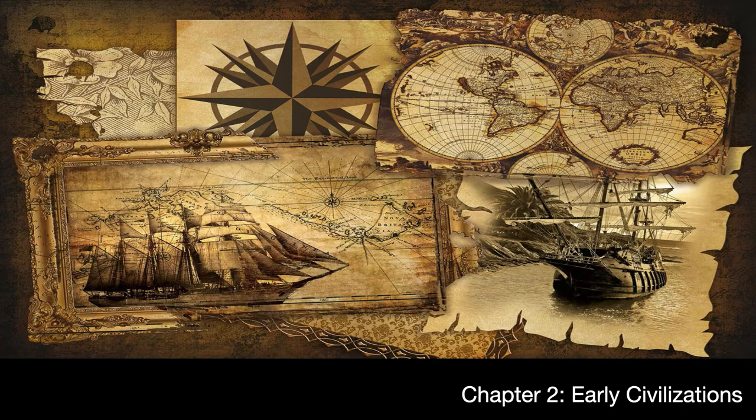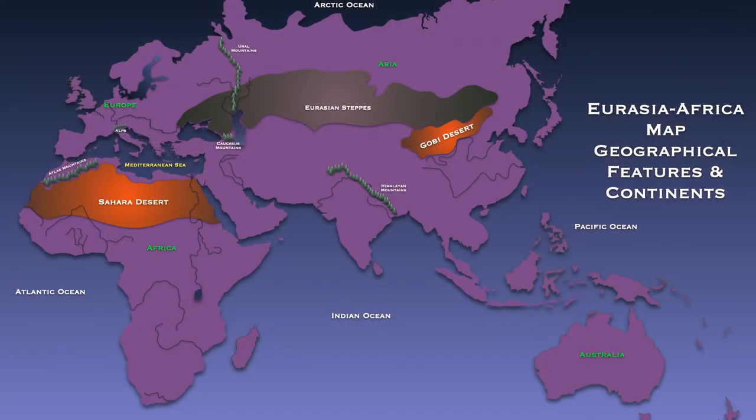Welcome to Chapter 2, Early Civilizations. Early mankind were hunter-gatherers. They foraged for food, eating plants that were easily accessible, and hunted and fished for meat.